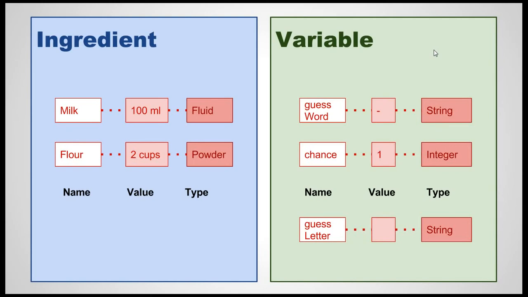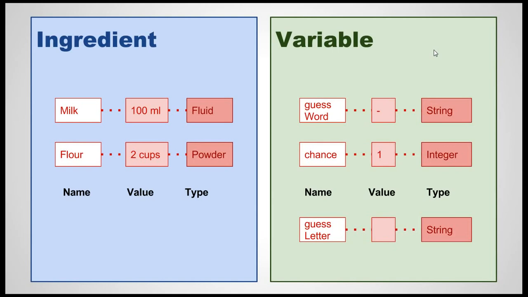The same here in variable. We have the name for the variable is guess word, the value is a dash, and the type is a string. String means some kind of text, I told you before. The second type you can see here, for example, flour is the name, value is 2 cups, and the type is powder. So in the variable side, we can have name is chance, value is 1, type is integer, basically means number.